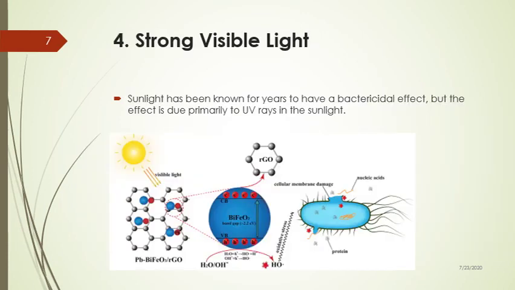Visible light. The ultraviolet portion of the light spectrum includes all radiations with wavelengths from 100 to 400 nanometers. It has low wavelength and low energy.